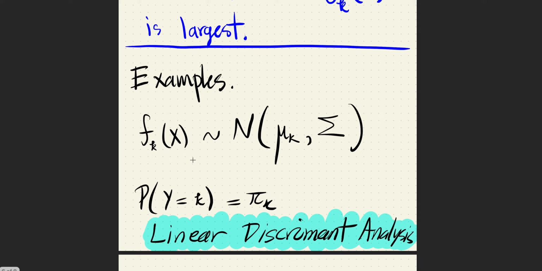So if we assume that the distribution of the features within each category is Gaussian, where the mean is different but the covariance is the same, we will end up with something that is known as discriminant analysis. So the features are distributed as Gaussian distributions with the same covariance, different means. This gives us linear discriminant analysis.